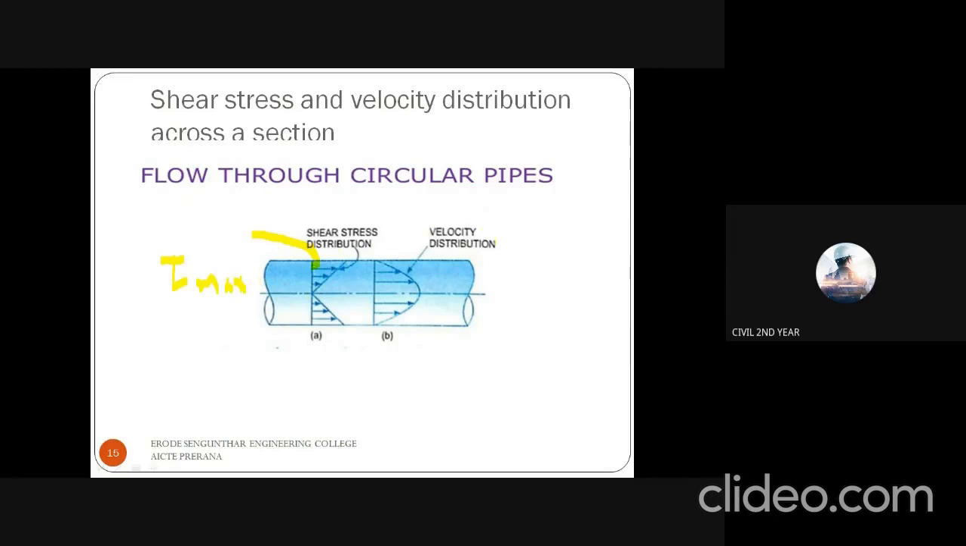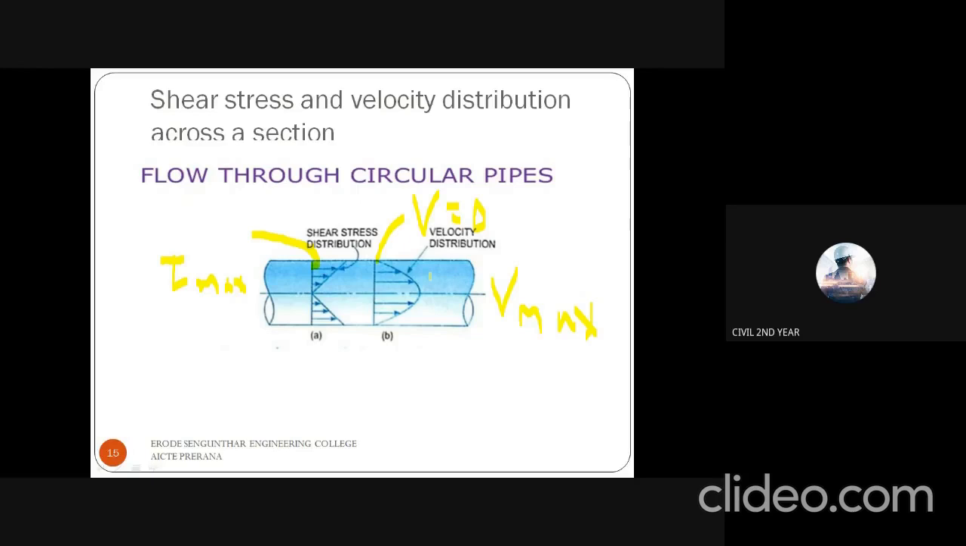Whereas considering the velocity distribution, at the pipe wall it will be 0, v equal to 0, whereas at the middle of the pipe it will be maximum, so V max. Okay, so it's vice versa. At the center of the pipe flow, shear stress will be 0 and velocity will be maximum, whereas at the pipe wall, shear stress is maximum and velocity will be 0. So you have to note it down, which is asked frequently in GATE questions.